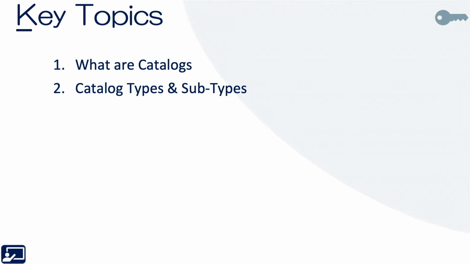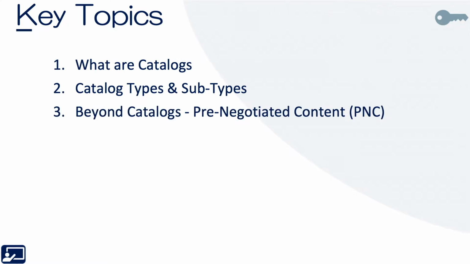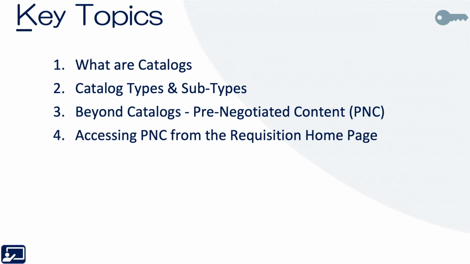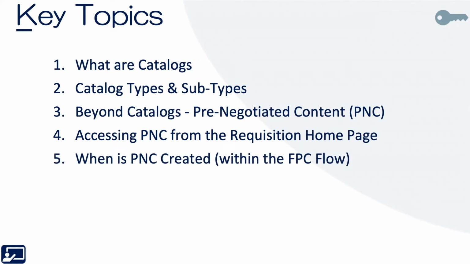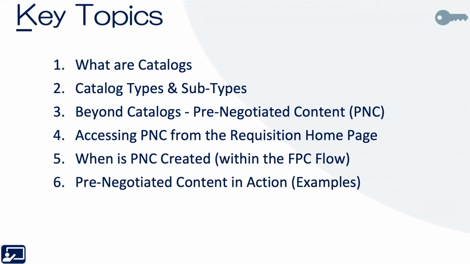Key topics for this lesson are as follows. What are catalogs? Catalog types and subtypes. Beyond catalogs, so pre-negotiated content. Accessing pre-negotiated content from the requisition homepage. When is pre-negotiated content created? Pre-negotiated content in action, so we'll give some examples. And then lastly, why are catalogs created?